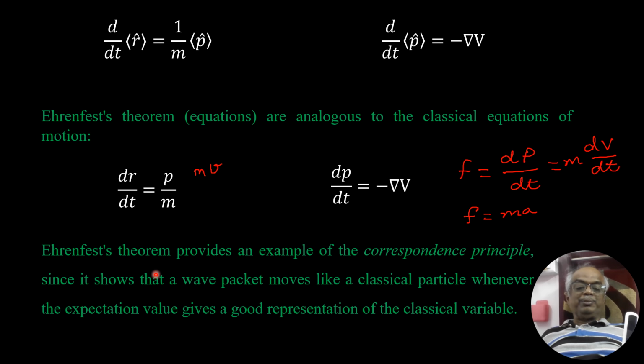So the Ehrenfest theorem provides an example of the correspondence principle, since it shows that a wave packet moves like a classical particle. So this is analogous to classical particle movement, whenever the expectation value gives a good representation of the classical variable. So this is our conclusion.